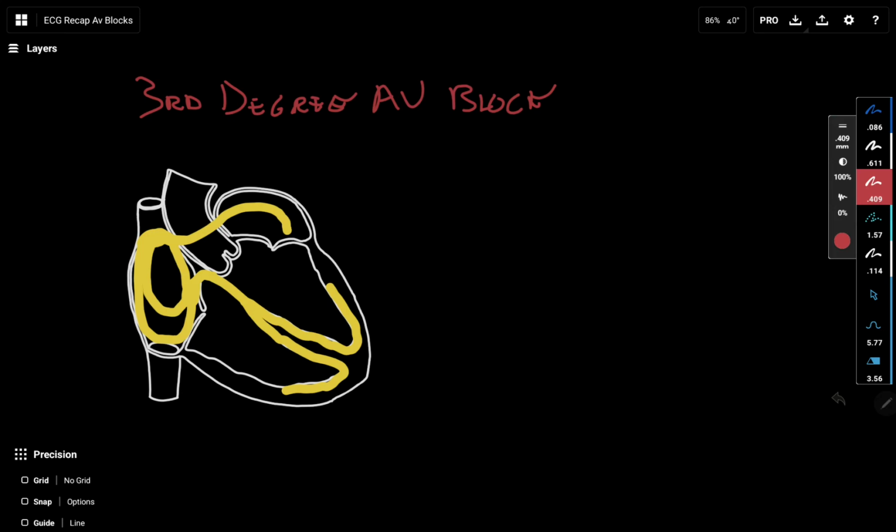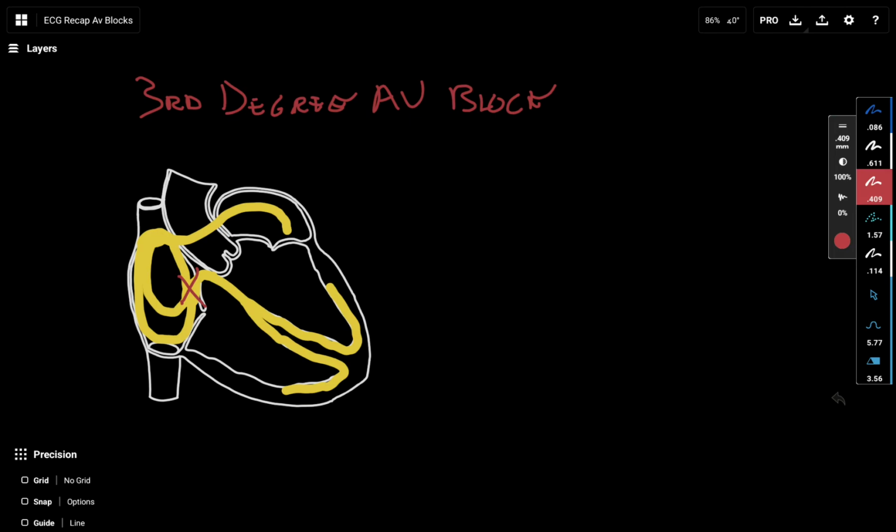So what's my third degree or a complete heart block? The complete heart block usually comes in with severe bradycardia due to an absolute absence of AV conduction. So this conduction here is just not going to happen. The ECG will demonstrate a complete atrioventricular dissociation with completely independent atrial and ventricular rates.